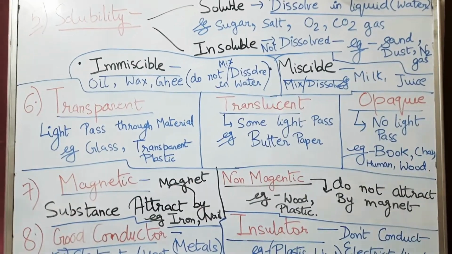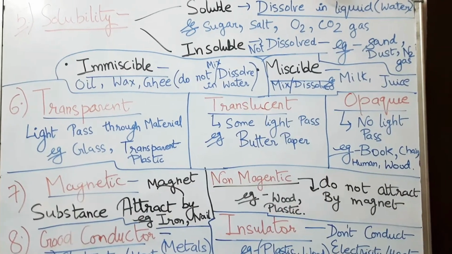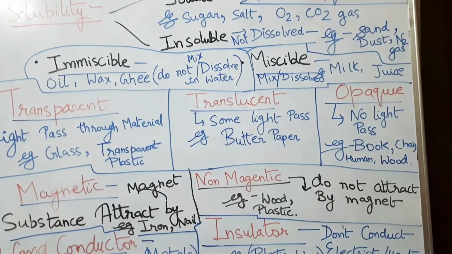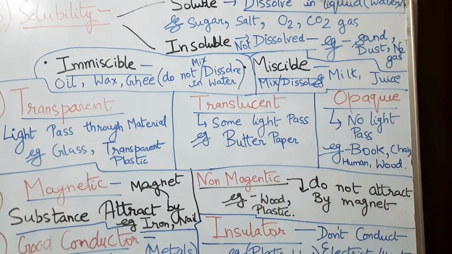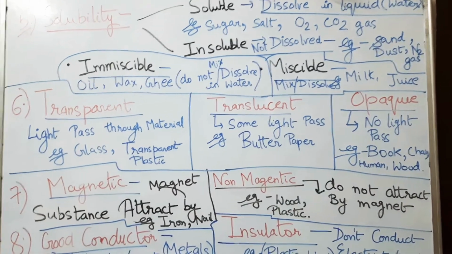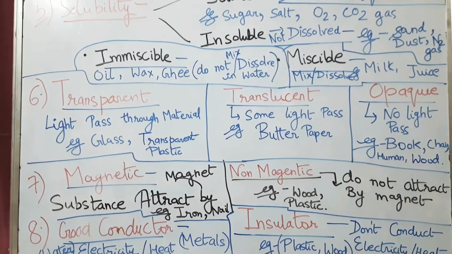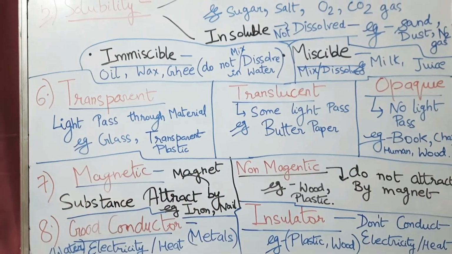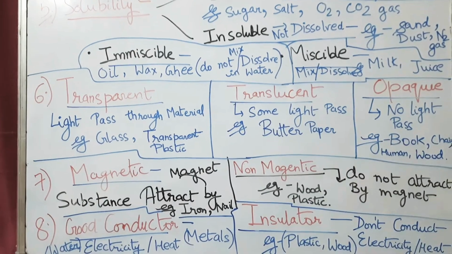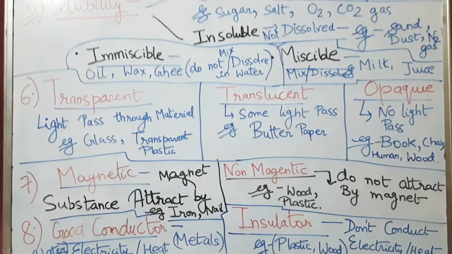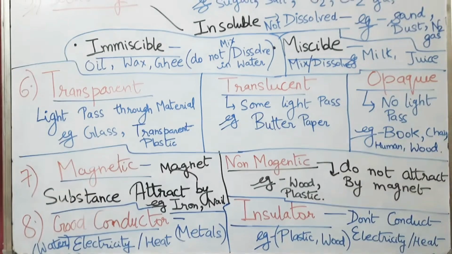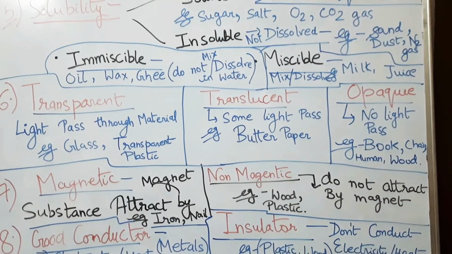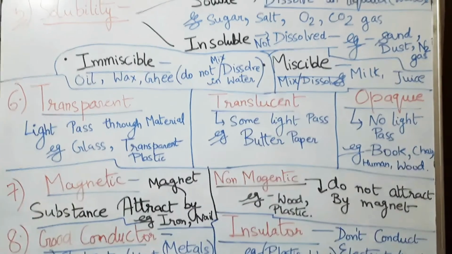Now insoluble means it does not dissolve in liquid, like sand, dust and nitrogen gas. Then immiscible and miscible. Immiscible is when two liquids do not become mixed with each other, or do not dissolve along with each other. Like oil does not dissolve in water, wax or ghee do not dissolve in water. Miscible are those which mix or dissolve in liquid, like water.